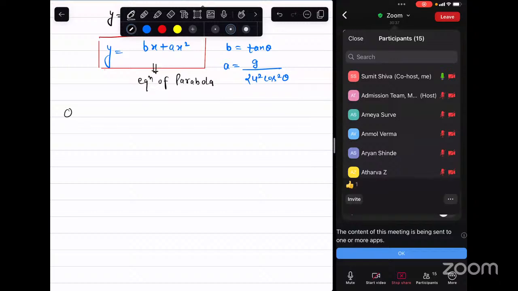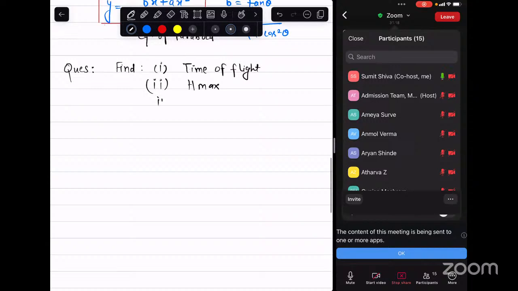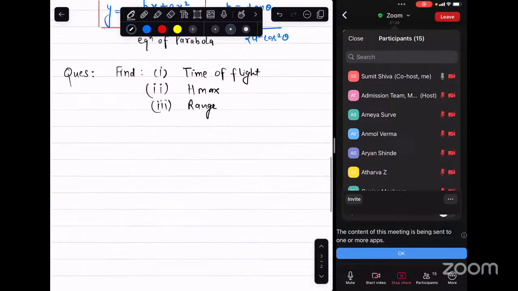Let's solve a question. Question is, find first the time of flight, second the maximum height attained by the object, third the range for the following case.